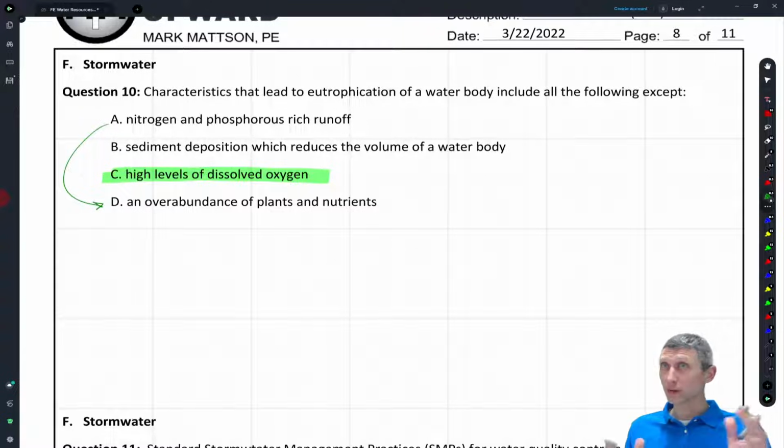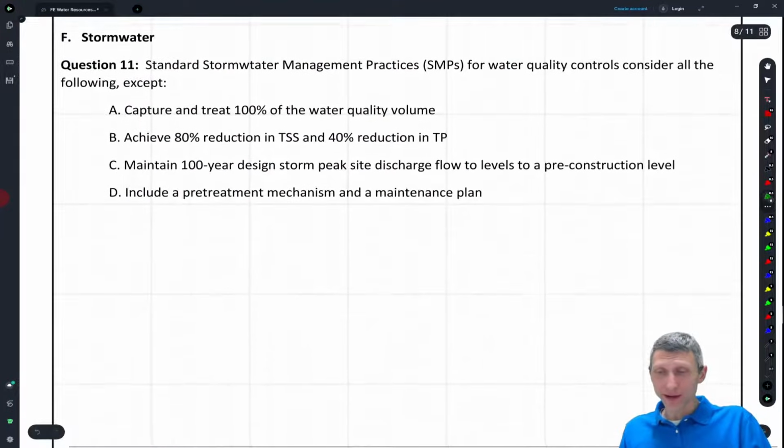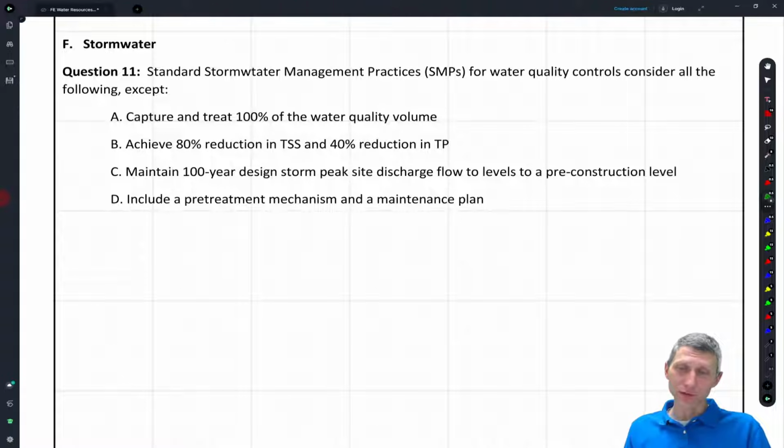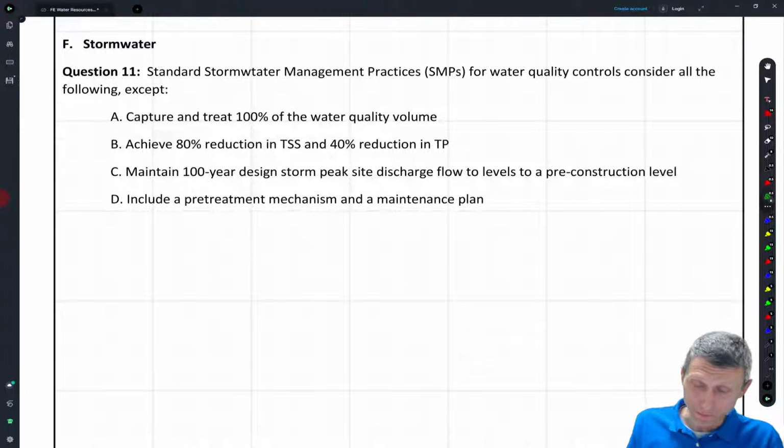Okay, eutrophication, one of those concept questions, but I think I personally actually saw that on the PE exam. So something, a concept question about eutrophic water bodies. Here's another one. Stormwater management, right? Standard stormwater management practices, SMPs, for water quality controls are consider all the following except, right? What does it not consider here?